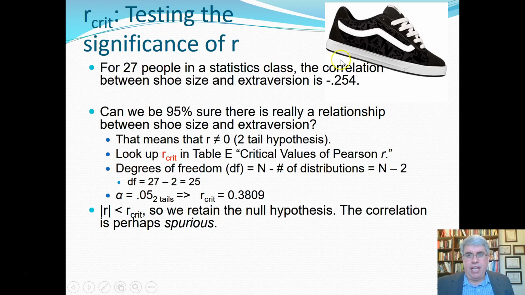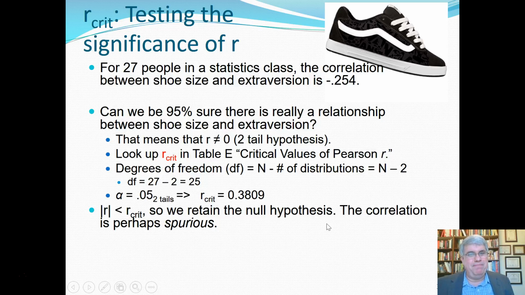But in our case, the absolute value is 0.254, which is less than R crit. So the absolute value of R is less than R crit, so we retain the null hypothesis. The correlation is perhaps spurious.